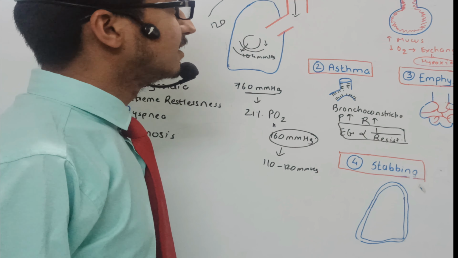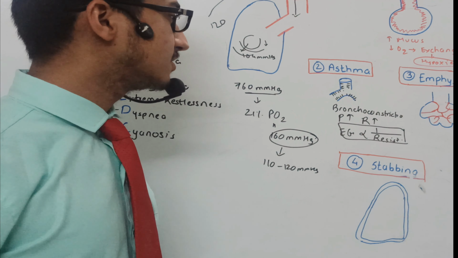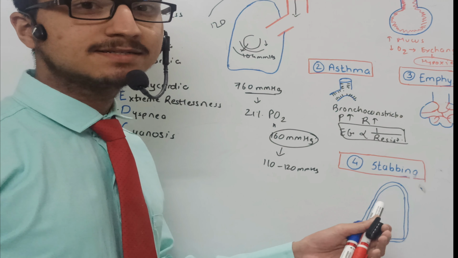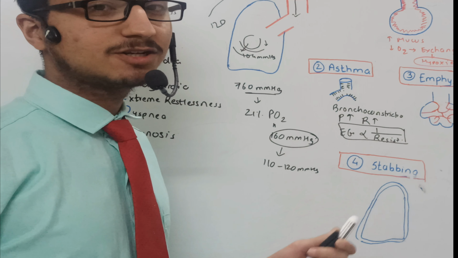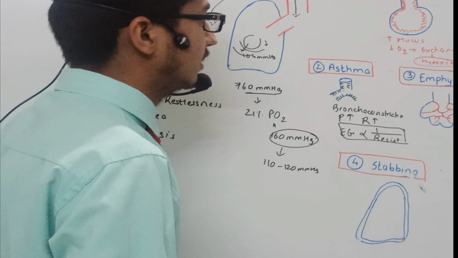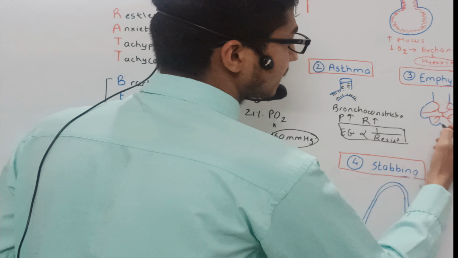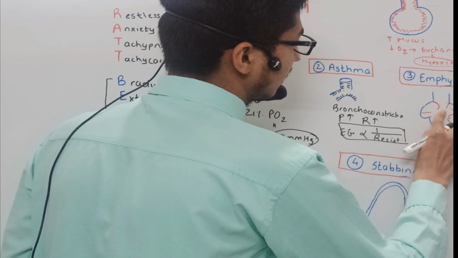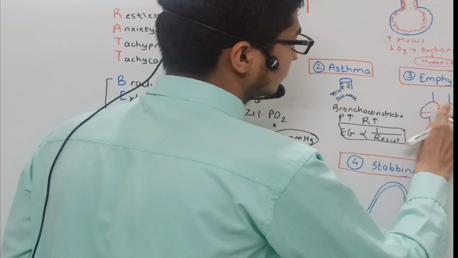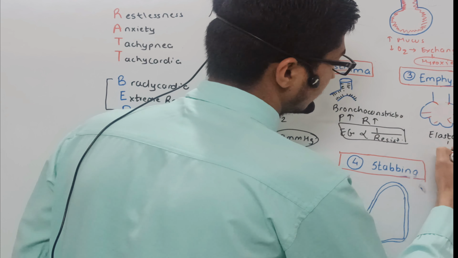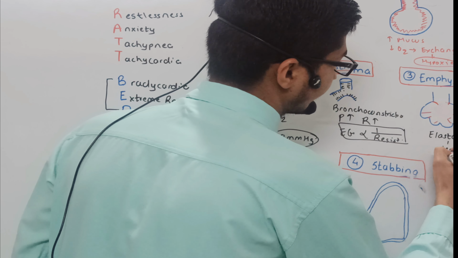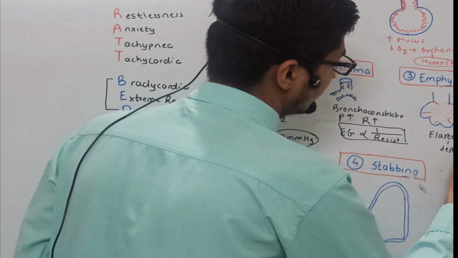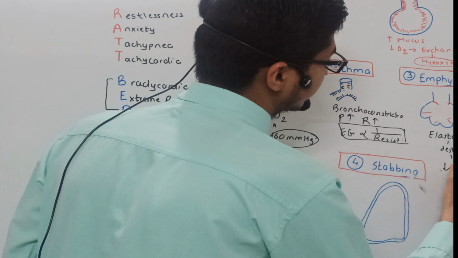So third important example is of emphysema, and we have discussed this disease in our lecture of surface area. So what happens in emphysema? In emphysema, these elastase fibers gets destroyed, leading to decreased surface area.